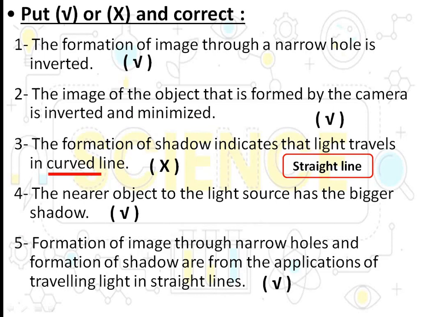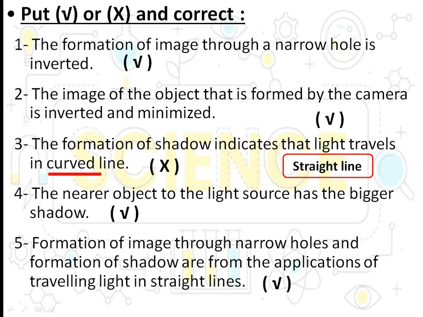Choose true or false and correct. The formation of an image through a narrow hole is inverted. As we explained, the image will be inverted, which means turned upside down, and minimized. It will be small in size. So number 1 and number 2 are true.